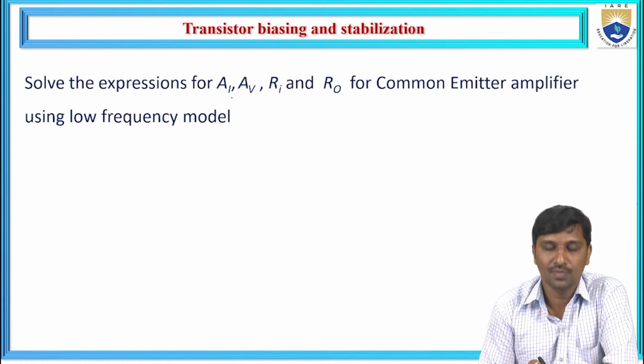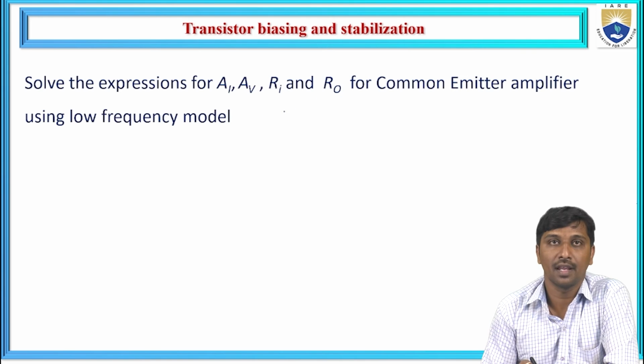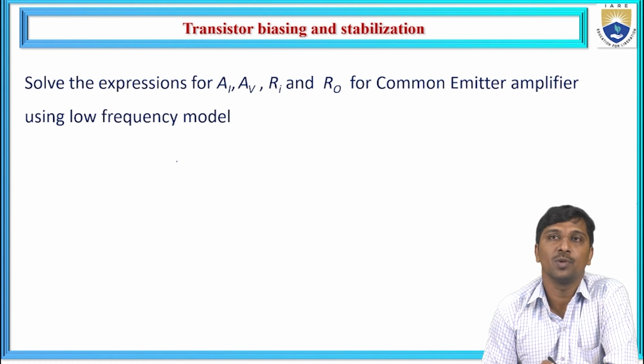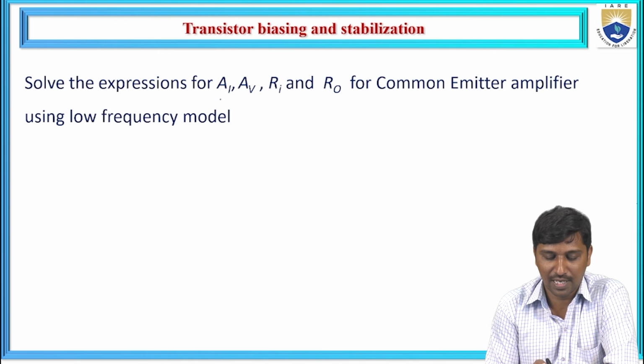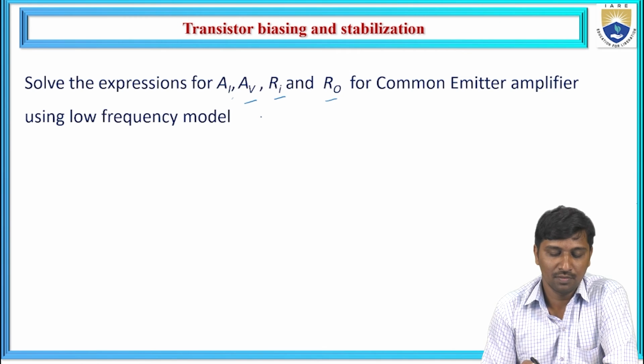Then solve the expressions for current gain, voltage gain, input impedance, and output impedance for common emitter amplifier using the low frequency model. For this case, first you draw the small signal model for common emitter amplifier. Then by using that model, you can derive the expressions for current gain, voltage gain, input impedance, and output impedance. For this, you can refer to the CE amplifier analysis using the low frequency model video session.